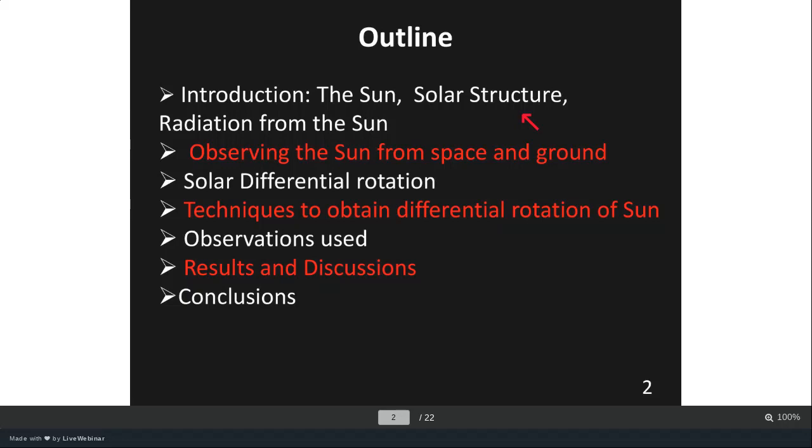And this is the plan of my presentation that contains the introduction about the sun, its structure, and what type of radiations are coming from the sun, how to observe the sun from space and ground, and how many techniques are there. What is the meaning of solar differential rotation? How many techniques are there to calculate the differential rotation of sun? What type of data is used in this analysis? Results, discussions, and finally, conclusions.